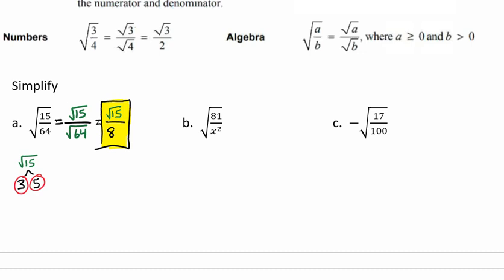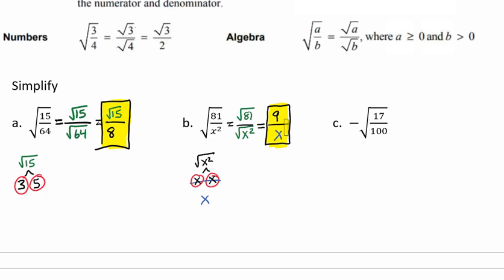Here we have the square root of 81 over x squared. So we're going to break that apart, which is going to give us the square root of 81 over the square root of x squared. The square root of 81 is a perfect square, which is 9, but our x squared we'll need to split apart. So x squared is an x times an x, and each of those are prime, and we have a pair of them. Fabulous. So that means we're going to bring an x out. And so our solution is 9 over x.